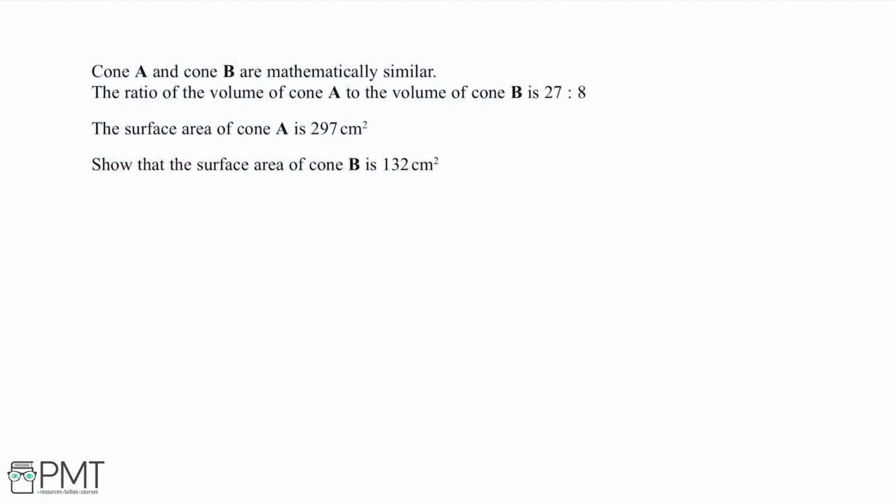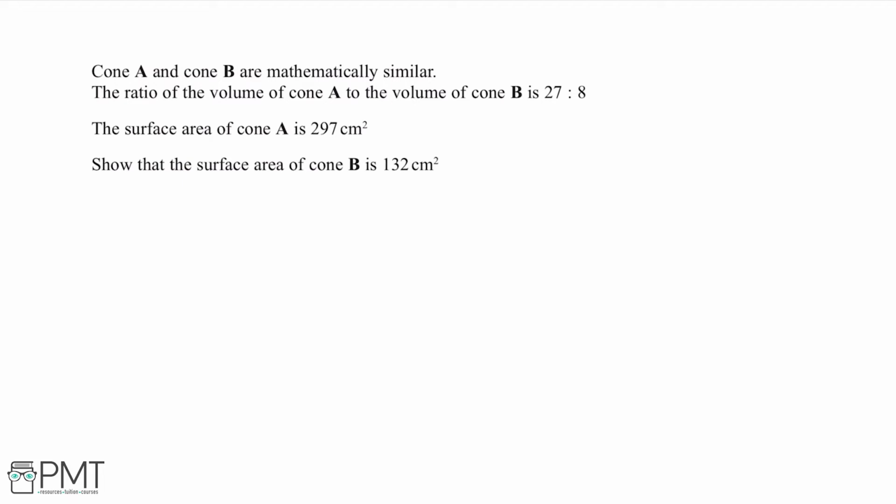Cone A and cone B are mathematically similar. The ratio of the volume of cone A to the volume of cone B is 27 to 8. The surface area of cone A is 297 centimetres squared. Show that the surface area of cone B is 132 centimetres squared.